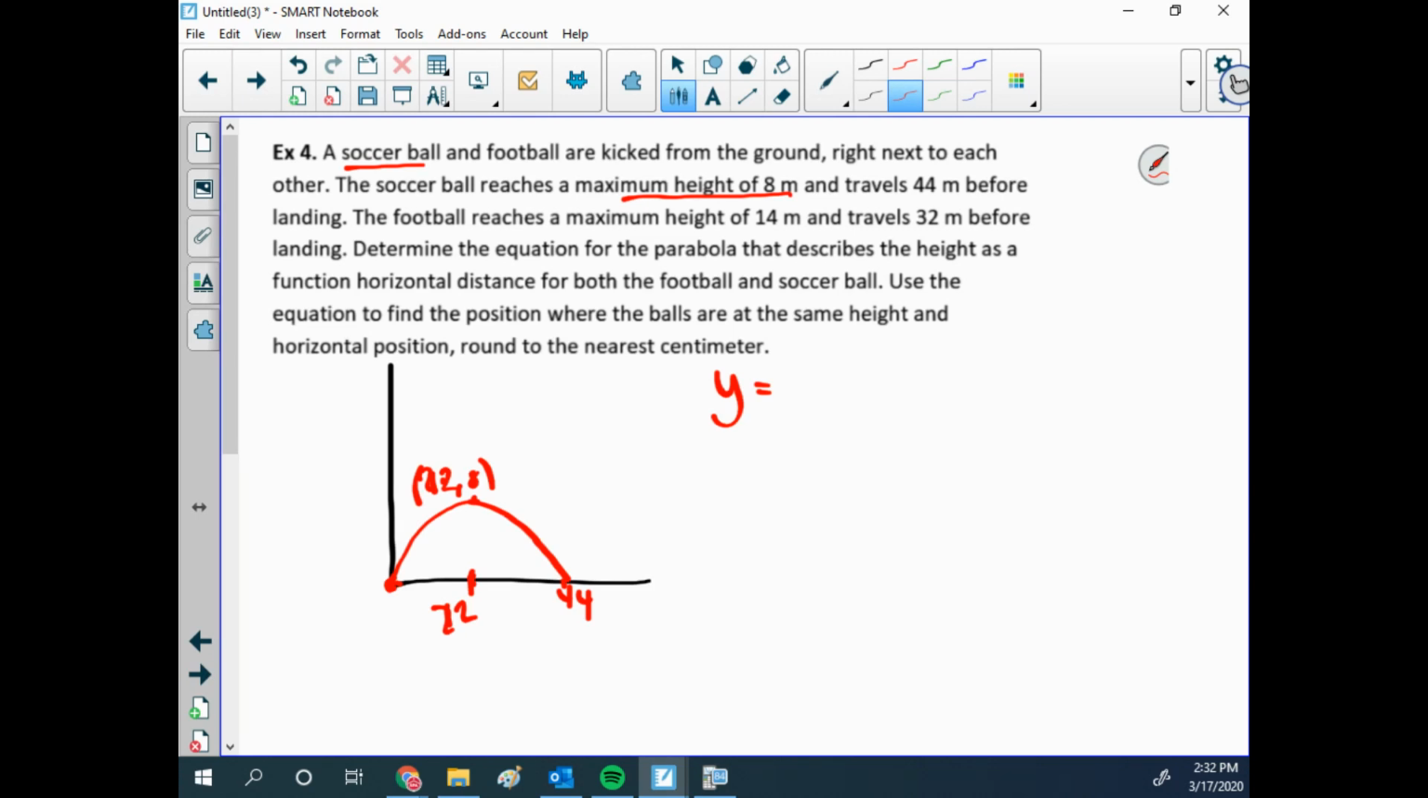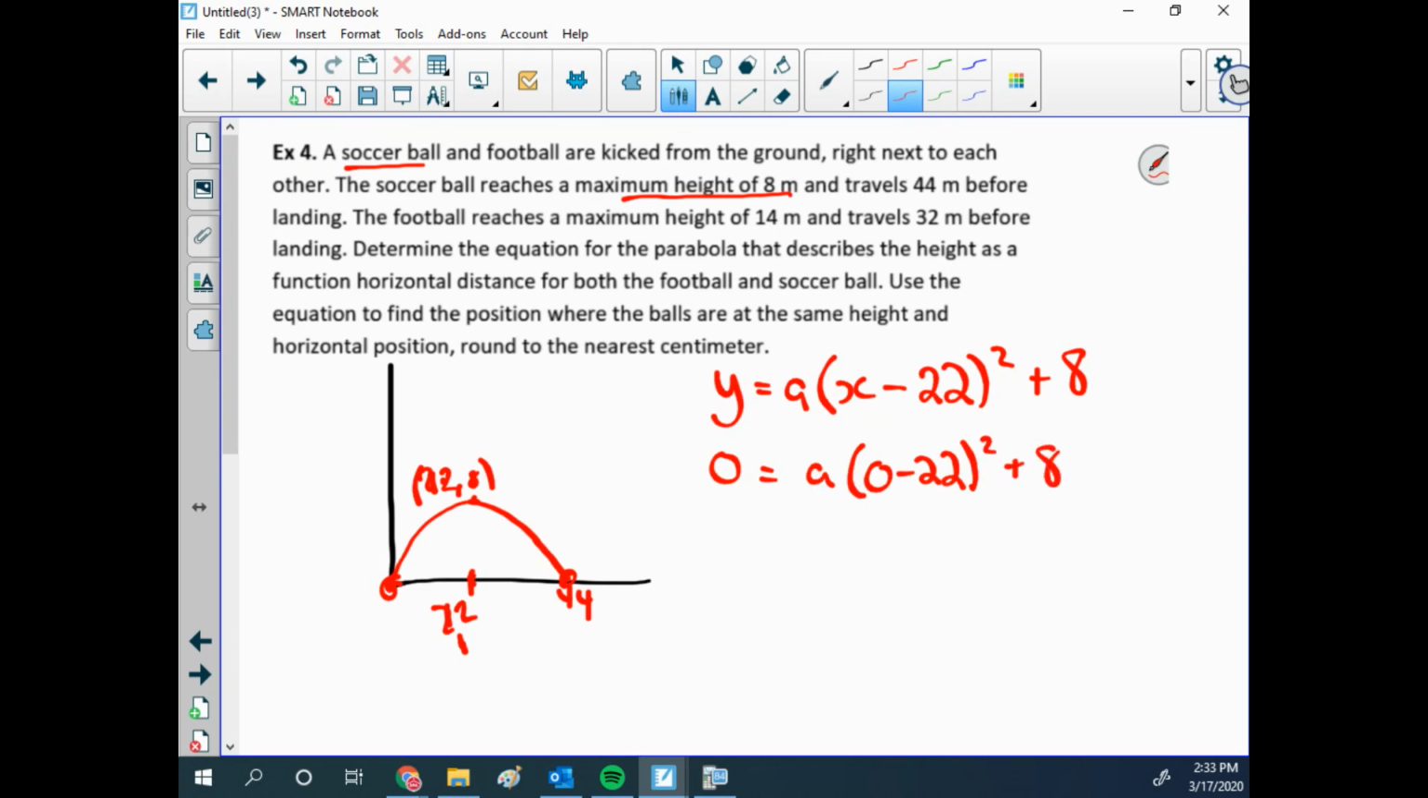Okay, so I can figure out that vertex point. So this is y equals a(x minus p), which is x minus 22 squared plus 8. Now I can solve for the a value by substituting either this point or this point into there. Well, I'm going to choose 0, 0 because that'll make my life easier.